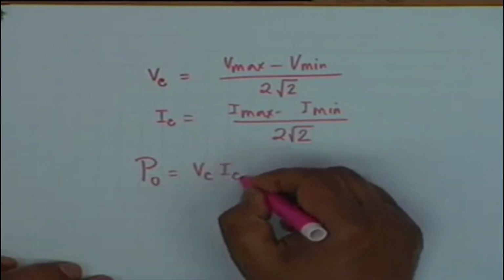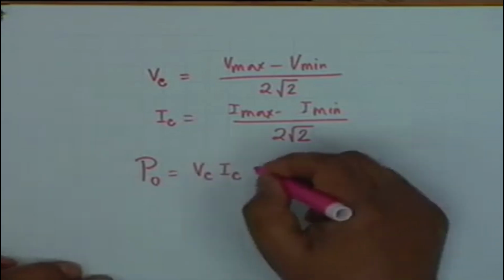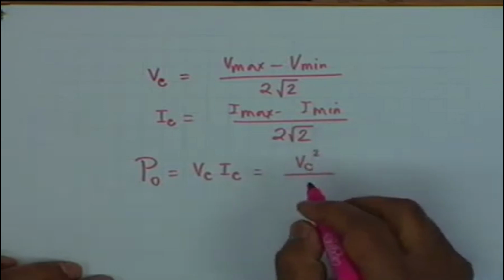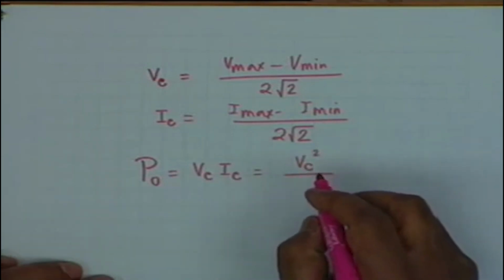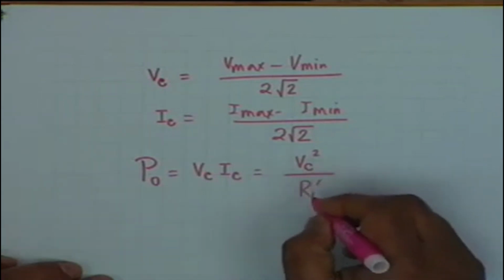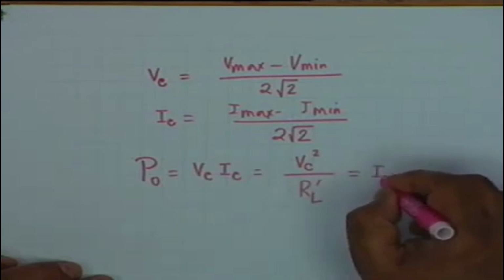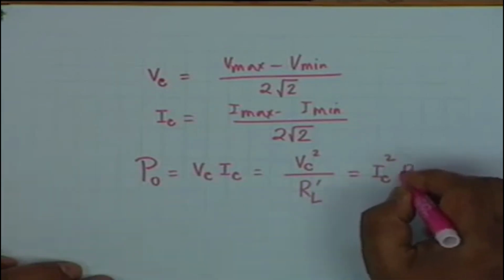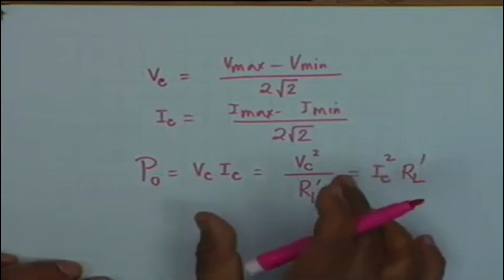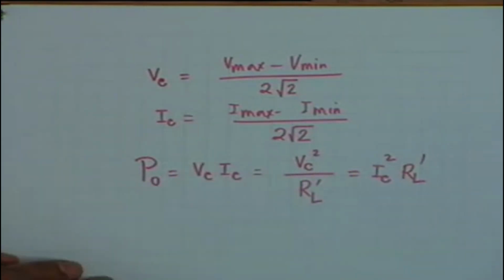And the power in the load shall be simply the product of the two, that is Vc times Ic, or you can also write this as Vc squared divided by the effective load, RL prime, or this will also be equal to Ic squared times RL prime. Either way, any of these three relations will give you the power that goes into the load. This is the AC signal power delivered to the load.